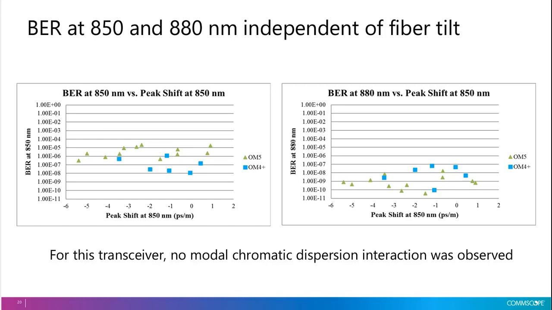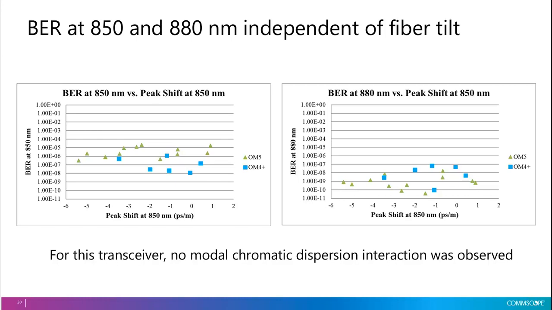So we're going to take that BER data, and we're going to compare that to this peak shift parameter, the fiber tilt. So here I have the BER of the 850 nanometer channel on the left and the BER of the 880 nanometer channel on the right. I'm going to plot both versus the peak shift at 850. So the thinking is, if we measure the DMD at 850 nanometers, that gives us the fiber tilt. Can we use that to predict the performance of these channels? And the answer is no.